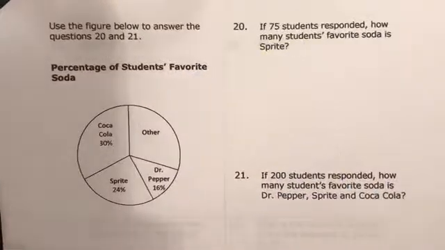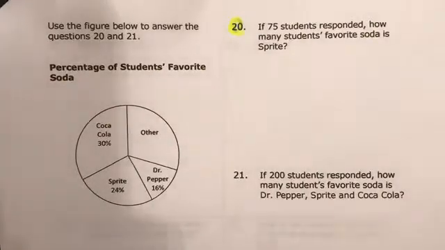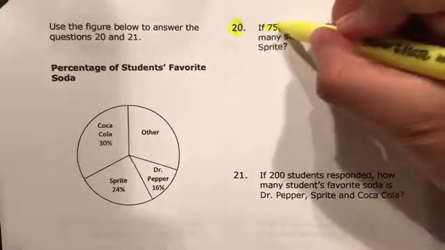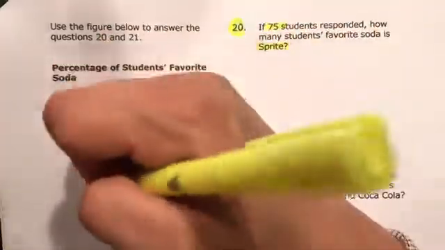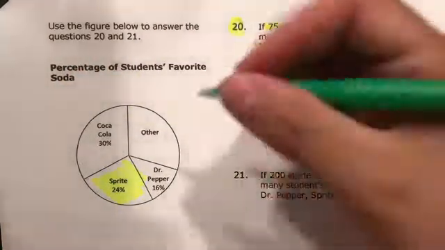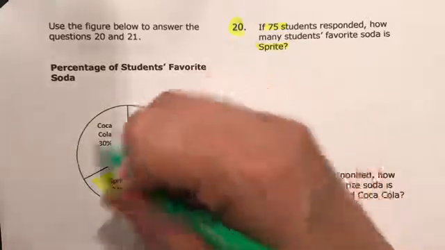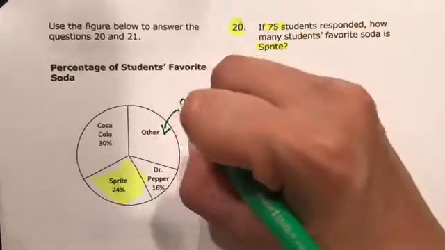Okay, we're just going to do number 20 on this one. So we're looking at number 20. It says use the figure below to answer questions 20 and 21. So if 75 students responded, how many students' favorite soda would be Sprite? Sprite is right here. So if we look at all of these, we need to find out what this one is.